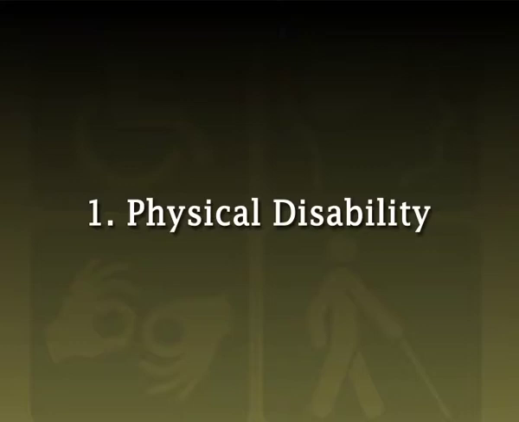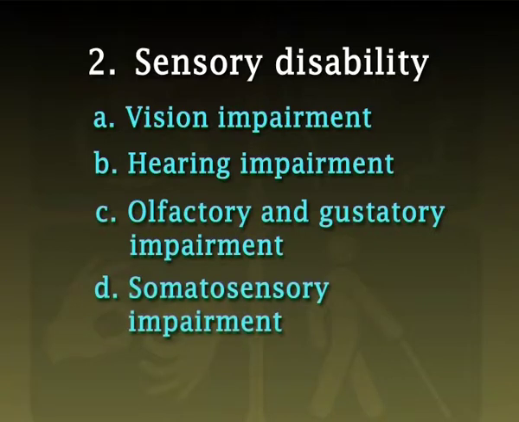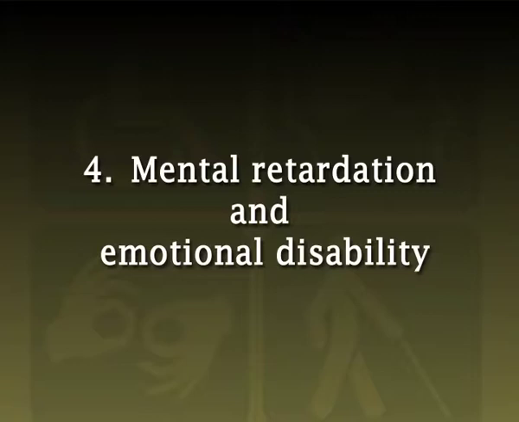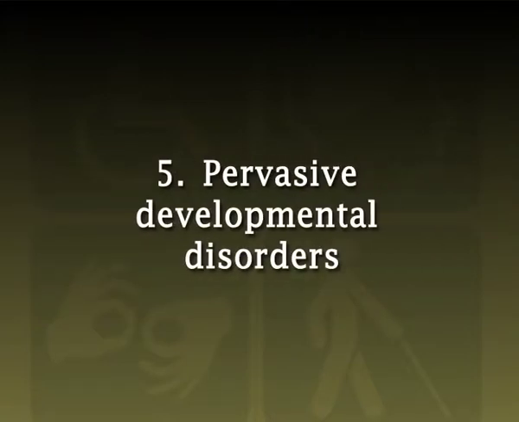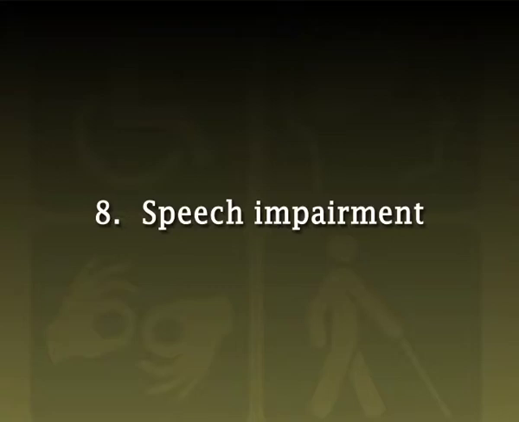There are various types of disability as described in the list. Number 1, physical disability. Number 2, sensory disability, which includes vision impairment, hearing impairment, olfactory and gustatory impairment, somatosensory impairment, balance disorder. Number 3, intellectual disability. Number 4, mental retardation and emotional disability. Number 5, pervasive developmental disorders. Number 6, developmental disability. Number 7, non-visible disabilities. Number 8, speech impairment. The list is very long. In this particular text, we will be discussing physical disabilities, mental retardation, visual impairment, hearing impairment, speech impairment and the causes, functional limitations and characteristics.